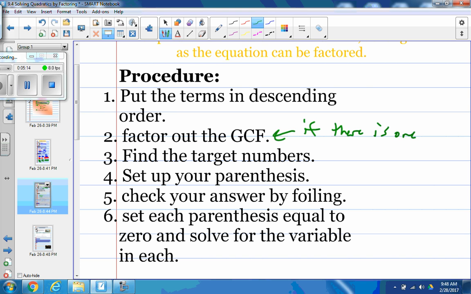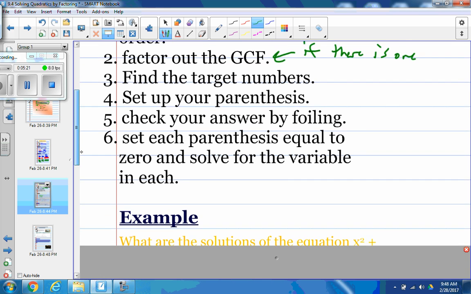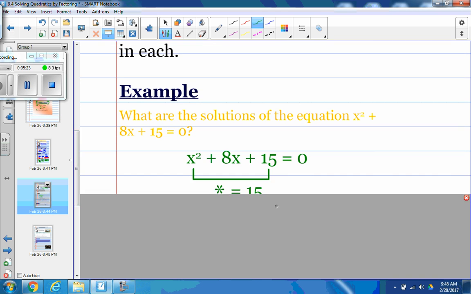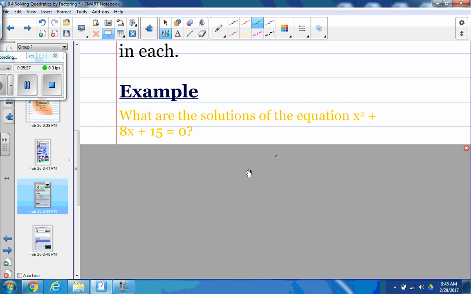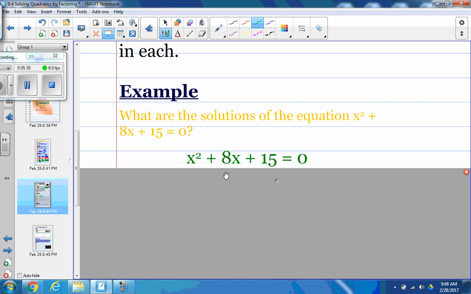As long as we can get it into two factors, set equal to 0, we can set each of them equal to 0. Okay? So we have our first example. What are the solutions of the equation x squared plus 8x plus 15 equals 0? So that's a quadratic. It's in the form x squared plus bx plus c. So let's try to factor it.